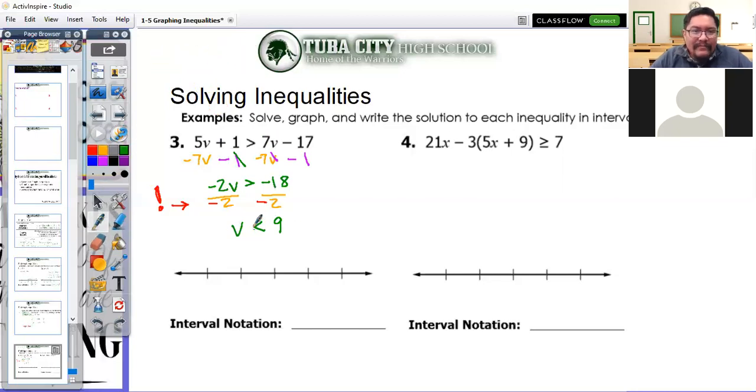So let's pick 8, or actually, you know what, let's pick an even easier number. Let's go with 1. So v is 1. 1 times 5 is 5, 5 plus 1. 7 here, so 7 times 1 is 7, minus 17.